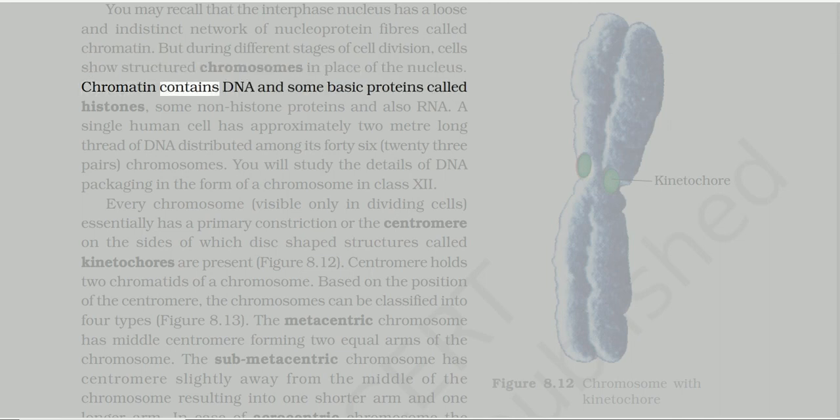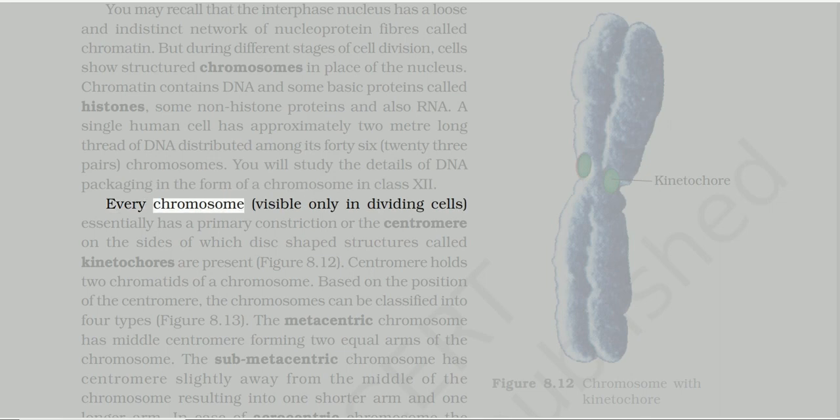Chromatin contains DNA and some basic proteins called histones, some non-histone proteins and also RNA. A single human cell has approximately a 2-metre-long thread of DNA distributed among its 23 pairs of chromosomes. You will study the details of DNA packaging in the form of a chromosome in Class XII.